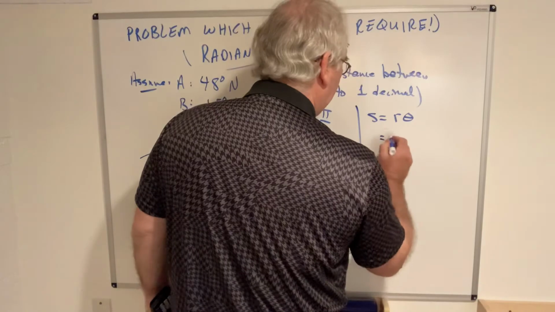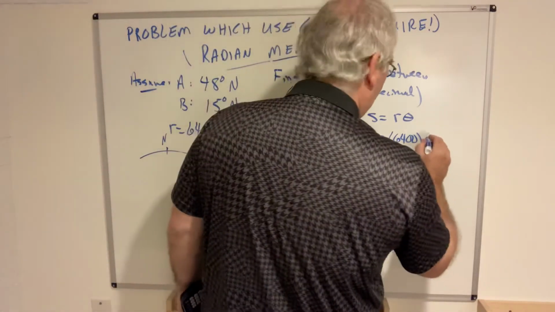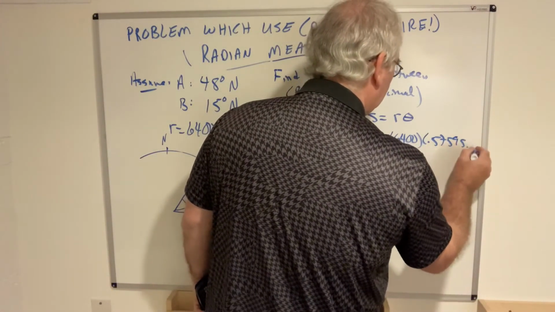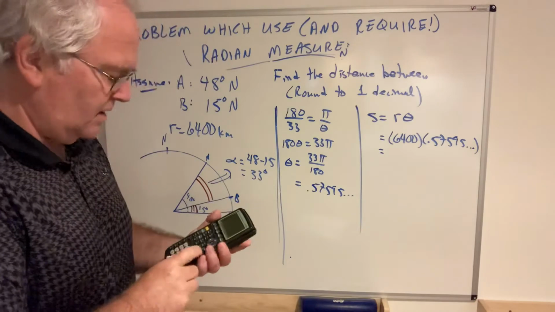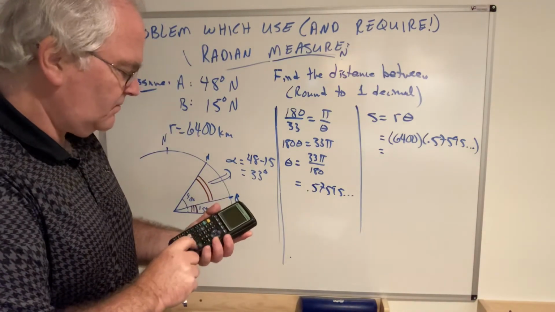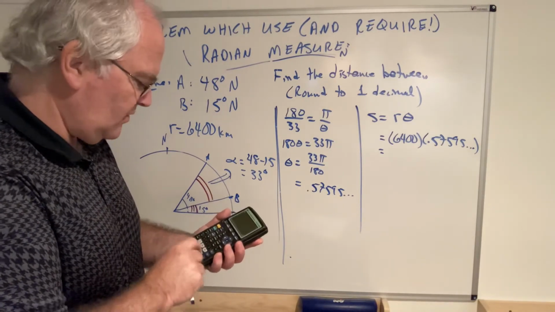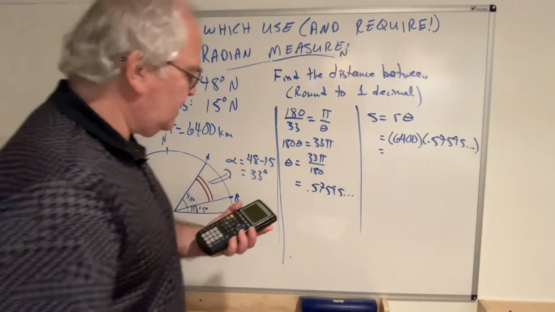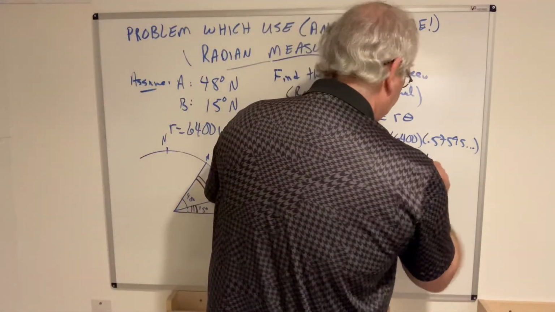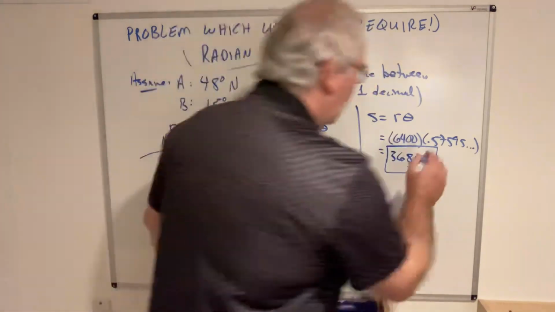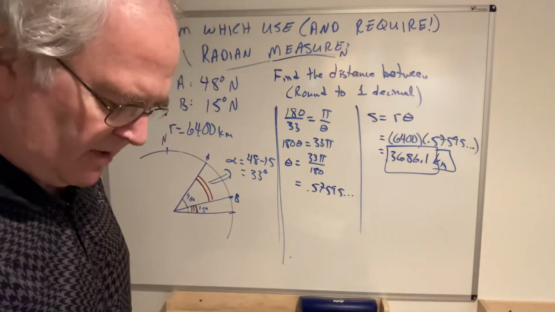So S is equal to R, which is 6,400, times theta, which is 0.57595, indicating that it goes on. This has not been rounded. Then take that number in my calculator times 6,400, and I get 3686. Point, I'm going to round to one decimal, so that's 0.1. And to keep the physics people happy, this is in kilometers. So I should put my units on there to keep the physics people from jumping down my throat. All right?